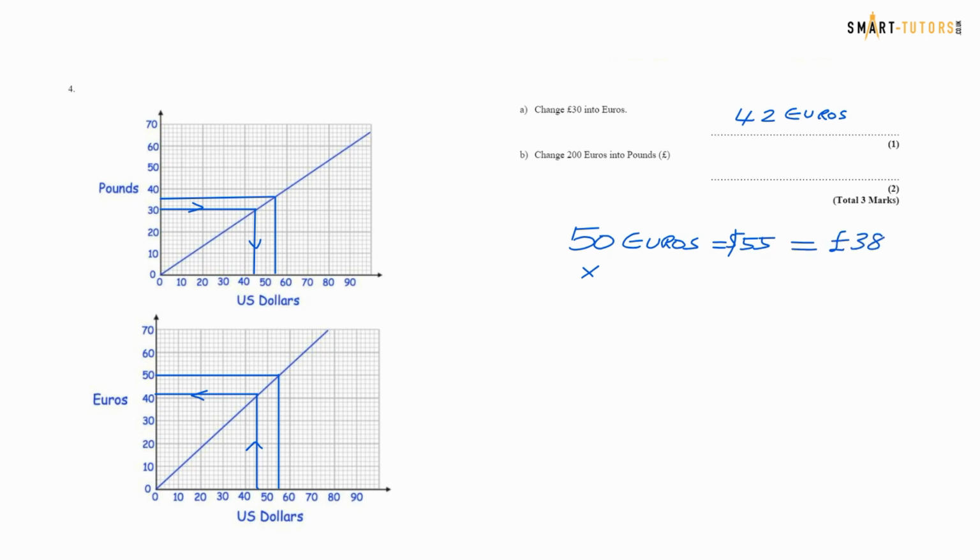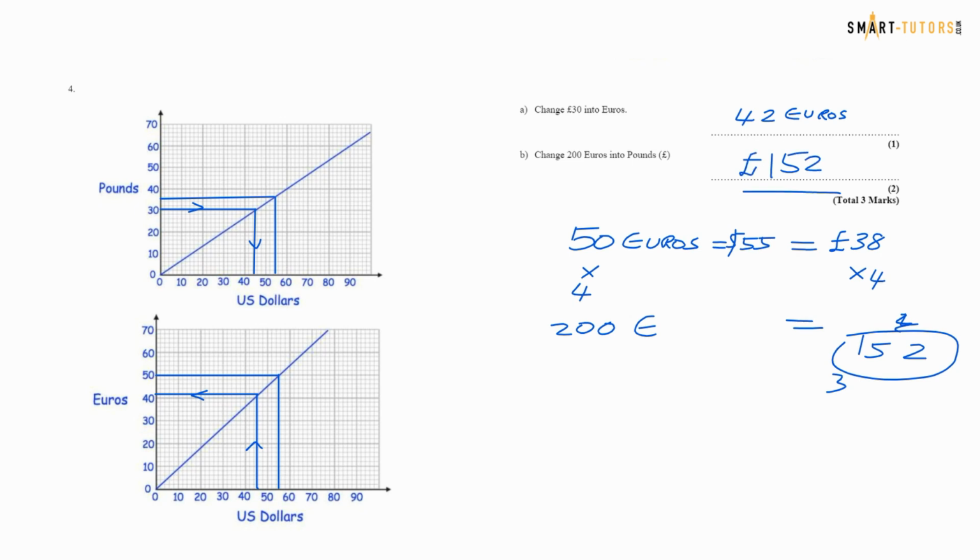Right, so this times by 4, so 200 euros. This times by 4, and 4 times 8 is 32, 4 times 3 is 12, plus 3 is 15. So 152 pounds. So 152 pounds is the 200 euros. That is the question number 4.